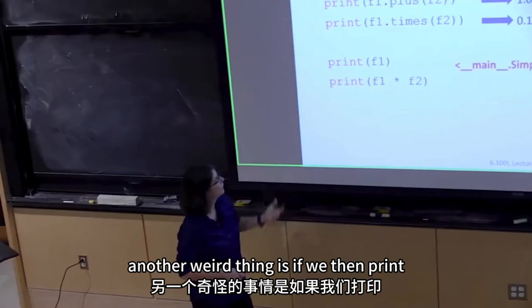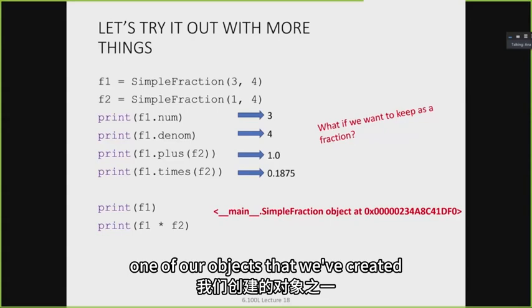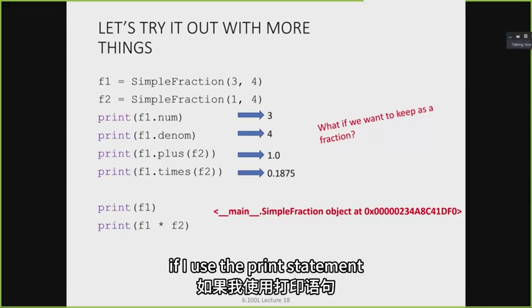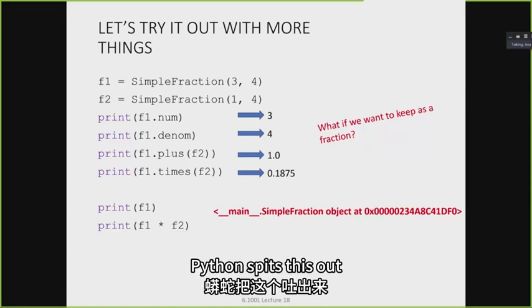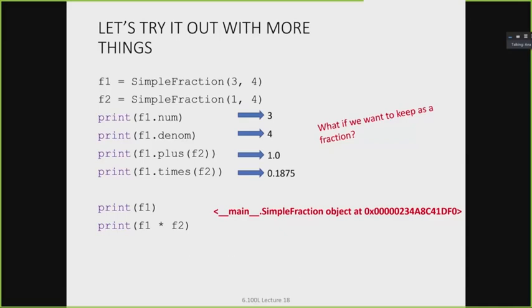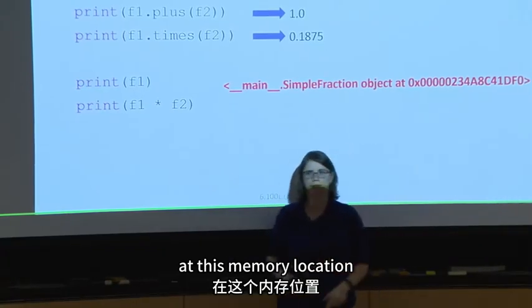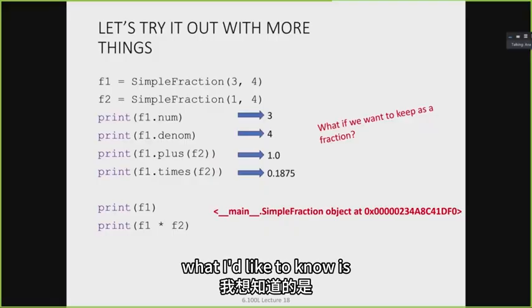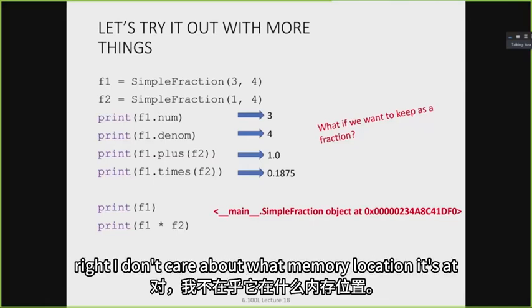Another weird thing is if we then print one of our objects that we've created, f1 in this case. We use print statements often to debug and things like that. If I use the print statement on an object of a type that I've created, in this case a simple fraction, Python spits this out. It says, hey, your object is an object of type simple fraction at this memory location. No, thank you. That's not very useful to me, right? What I'd like to know is maybe a nice representation of my fraction object, like 3/4. I don't care about what memory location it's at.